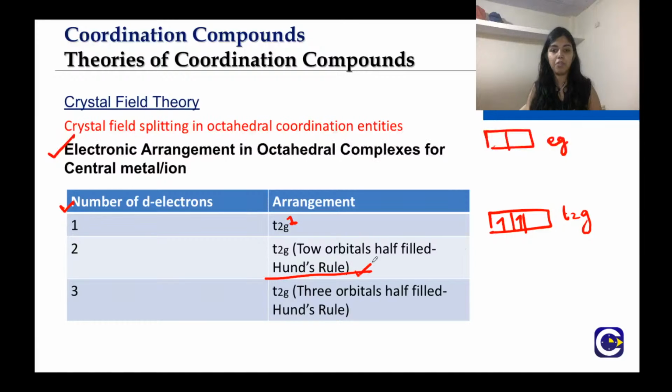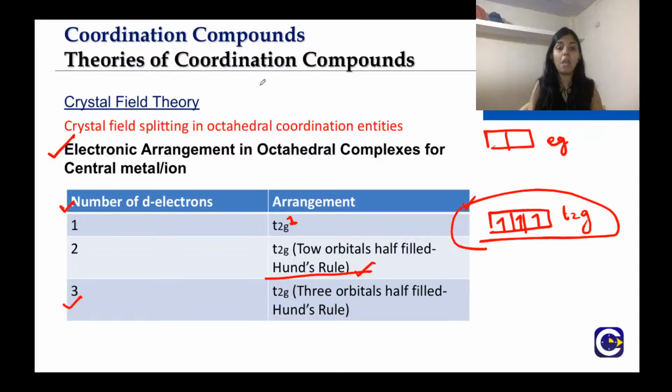Hund's rule is being followed, right? So T2G2. Then you are having T2G3. So T2G3, it will become half filled and it is also stable. Now when you come to T2G4, basically when you add the fourth electron, the number of d electrons is 4. Now you are having two possibilities, right? Either you put the fourth electron here or you put the fourth electron in the Eg orbital, right? So two possibilities are there.